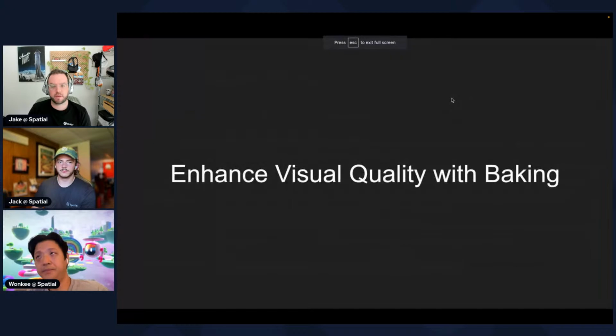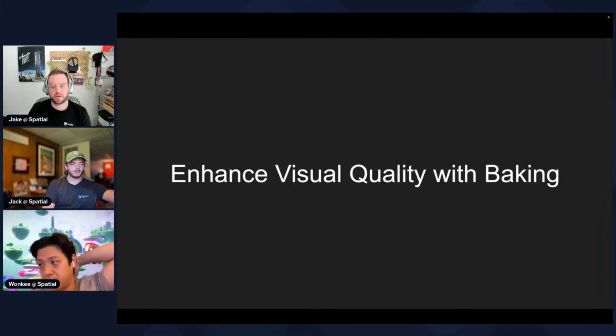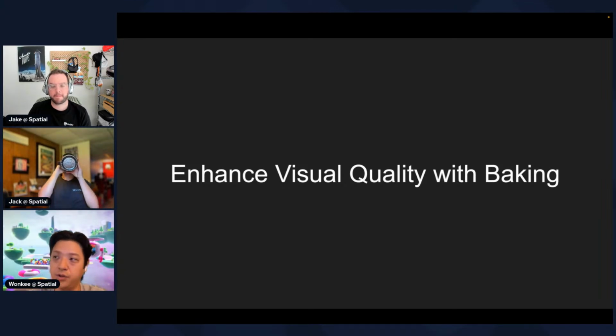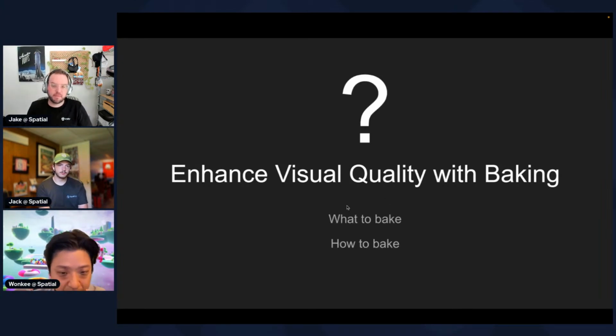The key thing of optimization is baking everything, like baking meshes or baking lighting into textures, or baking everything into textures or any cache memory, so you can reduce all the complex calculations. So the key thing is baking stuff, but the question might be what to bake and how to bake.